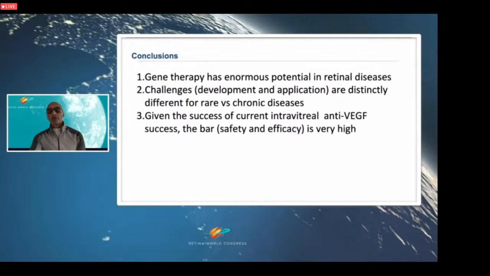So in conclusion, gene therapy has enormous potential. In my opinion, it's one of the most exciting fields that we have, but it also has challenges in terms of development applications that are distinctly different, and very important to understand, distinctly different for rare versus chronic diseases. And finally, and this may be the most important point, given the success of our current intravitreal anti-VEGF injections, the bar for both safety and efficacy is indeed very high. But nonetheless, I do think that this is one of the most exciting fields there is.